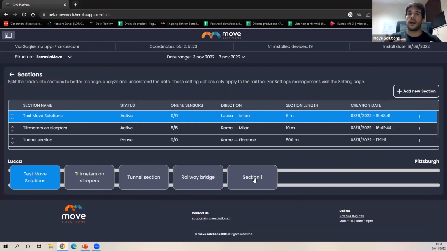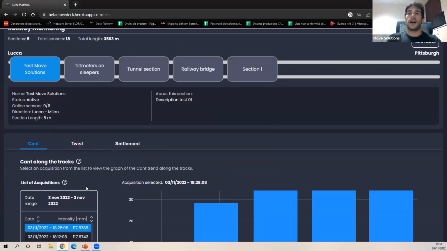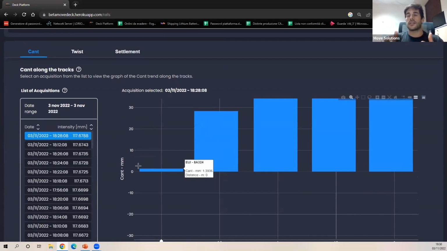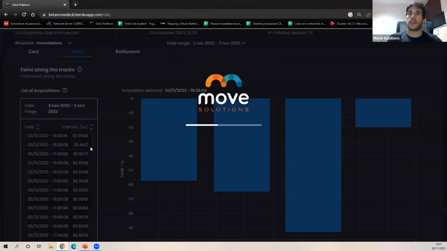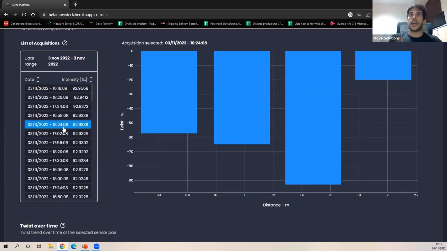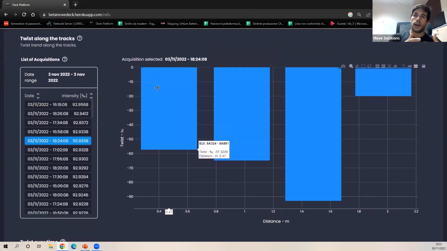As long as you have the data that start coming in, let me just go back to the main page. So you start seeing the data. As you can see, on this demo platform, we do not have 100 sensors. On this section specifically, we only have 5 of them. But anyways, you can see the evolution of those parameters that we've been talking about, of the cant and of the twist. And again, this graph is, as I was saying, the evolution in the space domain of that parameter, so along the tracks at fixed times.